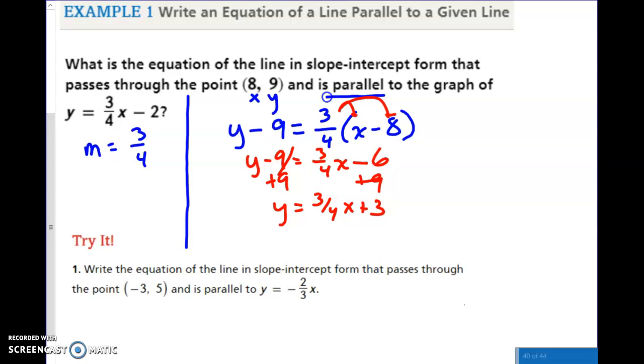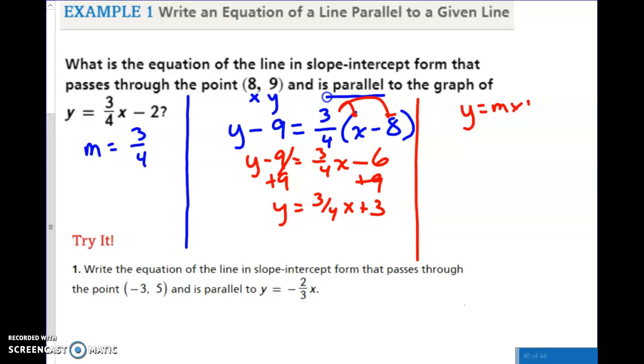And I can confirm that it goes through that point because I can put these numbers in, and it's a true statement. Not 6, that should be 8. Because 8 times 3/4 is 6, and 6 plus 3 is 9. So that's one way. If you don't like using point slope form, that's okay.